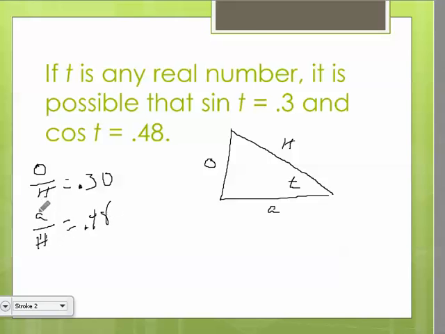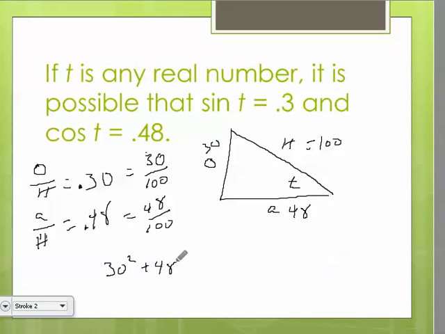One of the ways that makes this work is if I have 30 divided by 100 and 48 divided by 100. Now, it doesn't matter how big the triangles are. These ratios work all the time for these angles. So I could actually say, what if h is equal to 100 and the opposite is 30 and this side over here is 48? Then I could use my Pythagorean theorem. 30 squared plus 48 squared is equal to 100 squared.